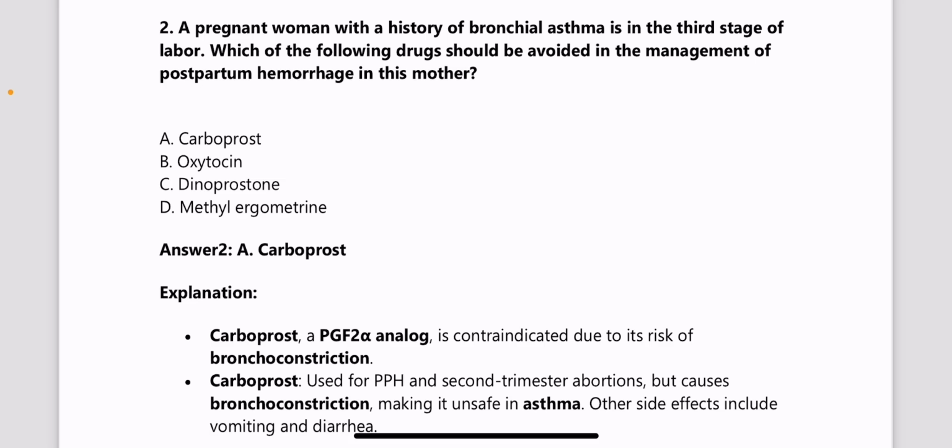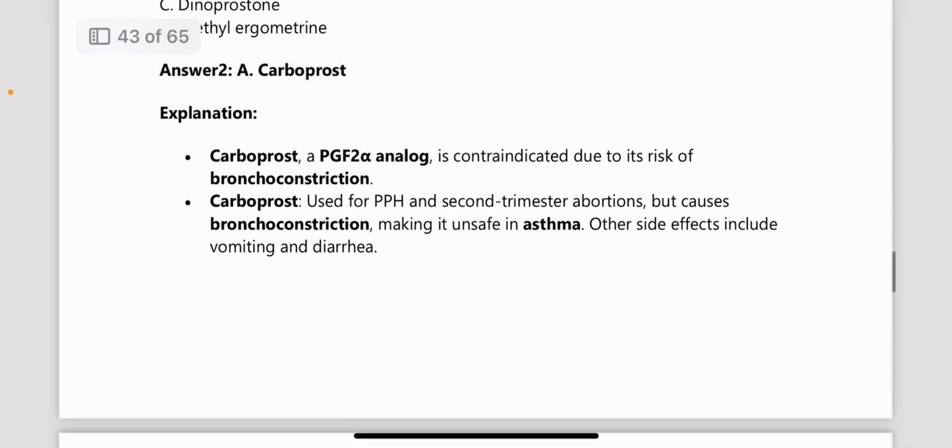Answer is carboprost, which is a prostaglandin F2 analog. It has a high risk of causing bronchoconstriction. Since the patient is having asthma, we avoid this drug.